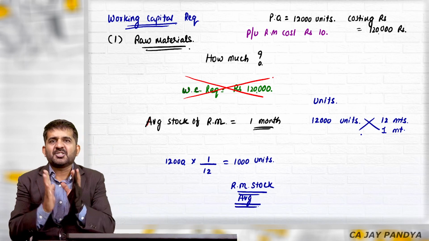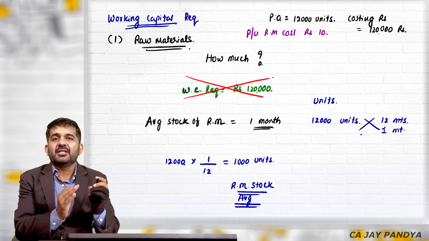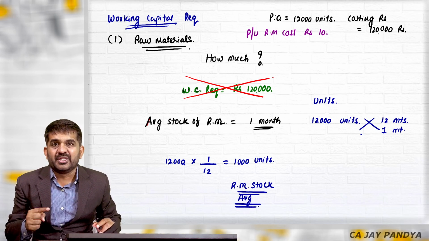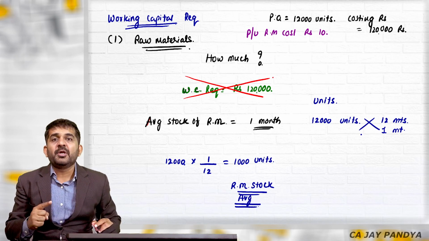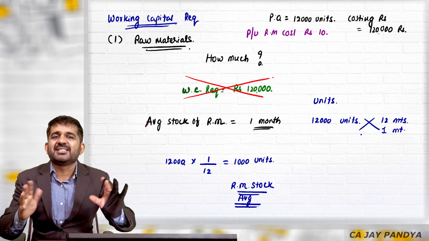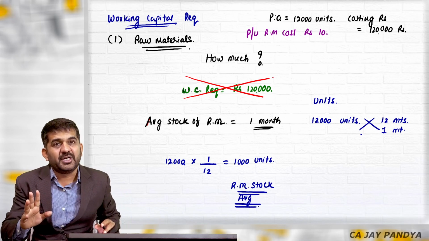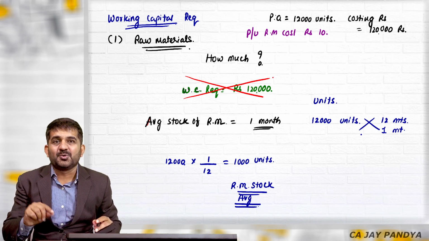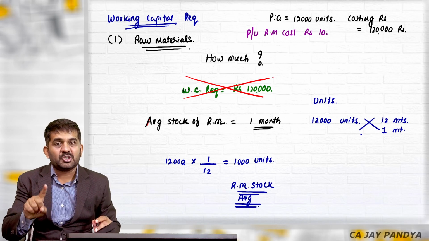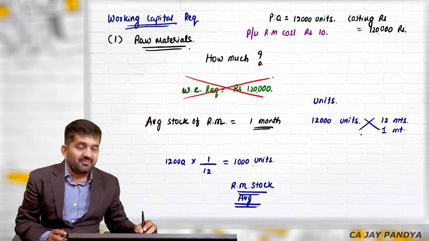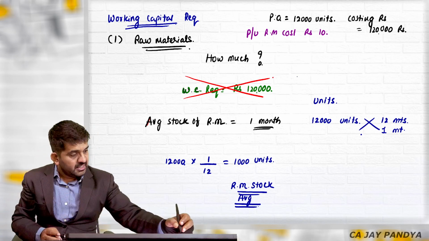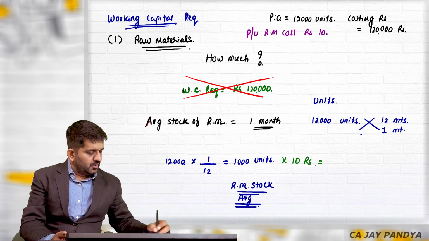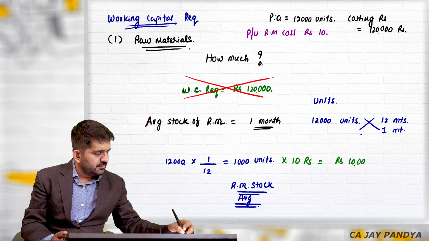1,000 units. If someone asks me, what is your raw material stock? I can answer in 2 manners. My raw material average stock is 1,000 units, or my average raw material stock is 1 month. Both are the same thing. 1,000 units or 1 month is one and the same thing as far as this question is concerned. Now, I will have to purchase today 1,000 units because I want to keep a stock of 1,000 units. So I will have to purchase these 1,000 units at a cost of 10 rupees, which is rupees 10,000.